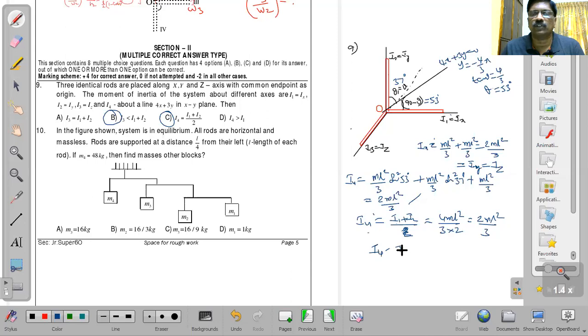Here I4 is equal to I1 only, according to the formulas. I1 is equal to 2 ml square by 3. I4 is also equal to 2 ml square by 3 only, we got. So here I4 greater than I1 is given, so it's not correct. Okay. So this is the answer, right?